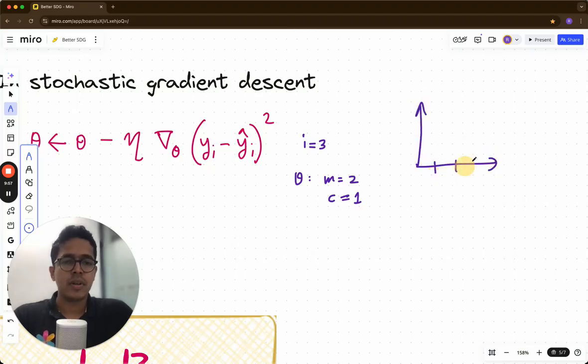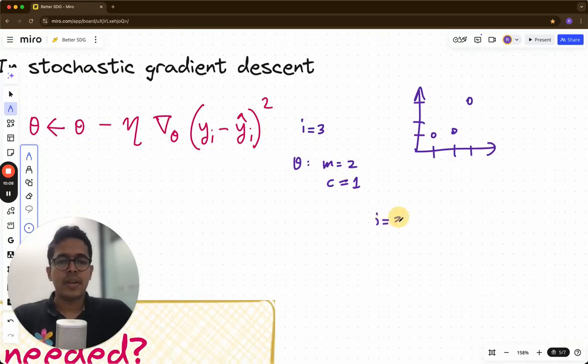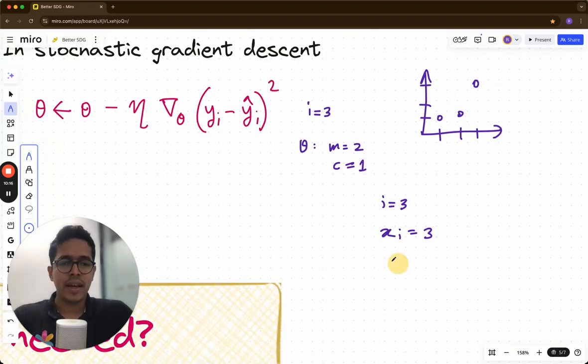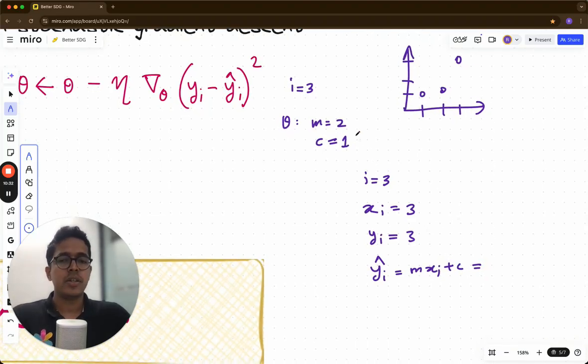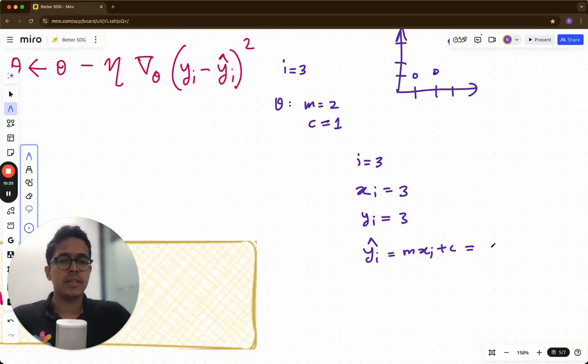So x equal to 1, 2, 3. So this is 1, 2, 3. And this could be 1, 2, 3. So if I equal to 3, then xi equal to what? Xi equal to roughly 3, and yi, the y corresponding to this particular I, is also 3. And then what is yi cap? Yi cap is nothing but mxi plus c, and we have assumed m to be 2 and c to be 1. So 2 times 3, which is 6, 6 plus 1, 7.